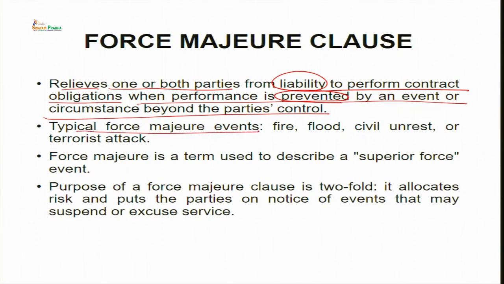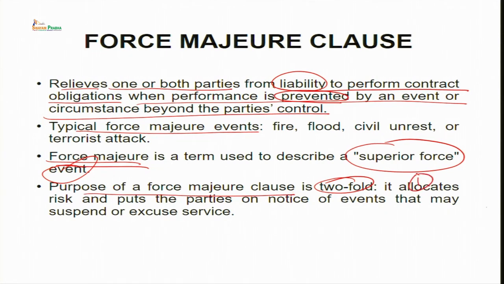Typical force majeure events are fire, flood, civil unrest or terrorist attack. Force majeure is a term used to describe a superior force event. So, the interpretation of the term force majeure is superior force. Purpose of a force majeure clause is twofold. First, it allocates risk, and second, it puts the parties on notice of events that may suspend or excuse service, right? So, two things: allocates risk and puts the parties on notice of events that may suspend or excuse the service.